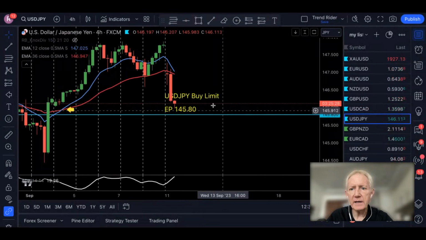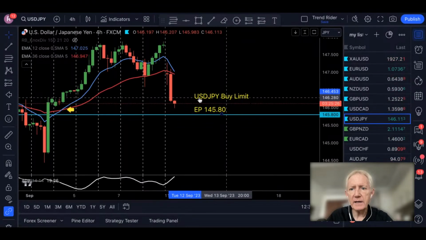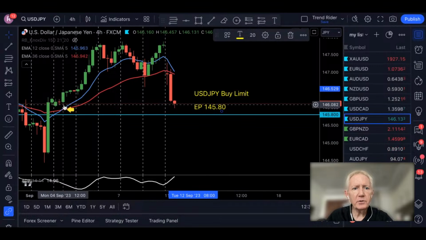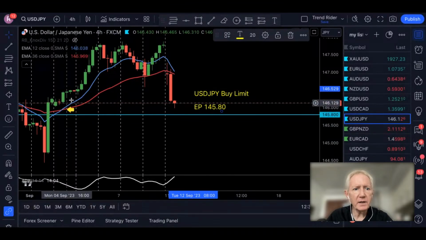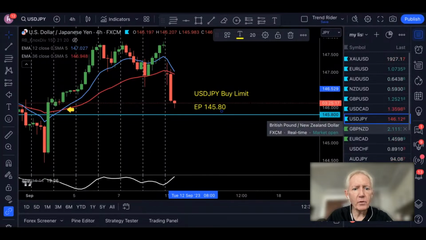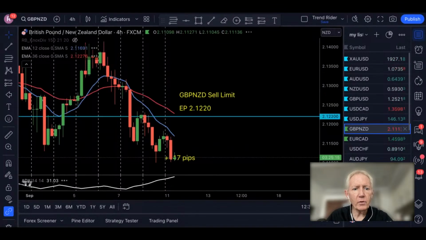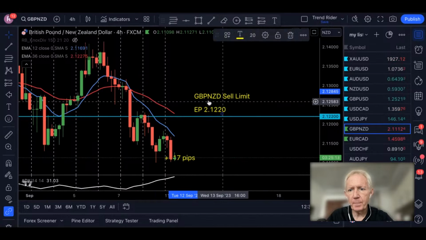The USD JPY was a buy limit, and that one also did not open. It took off as soon as the market opened last Monday, so the pending order did not execute. And the pound New Zealand, I had a sell limit on that one.